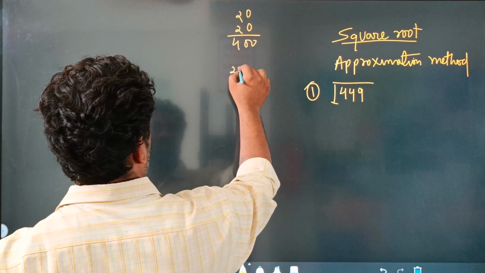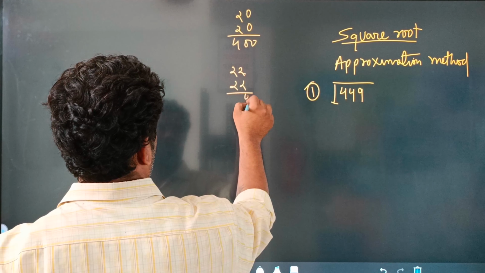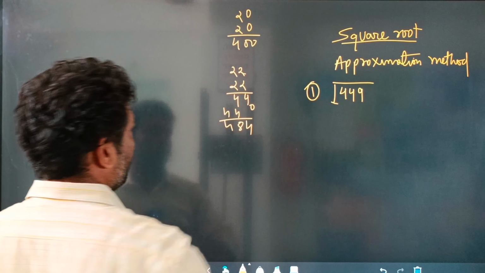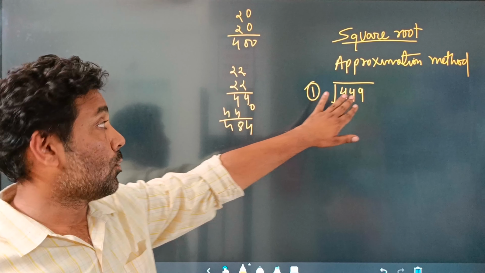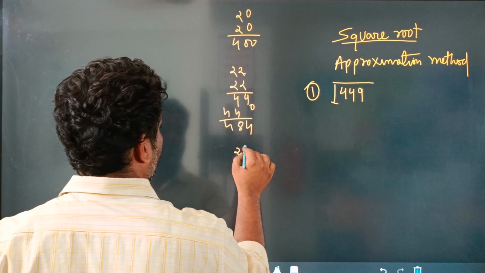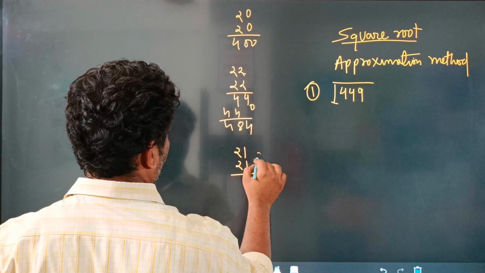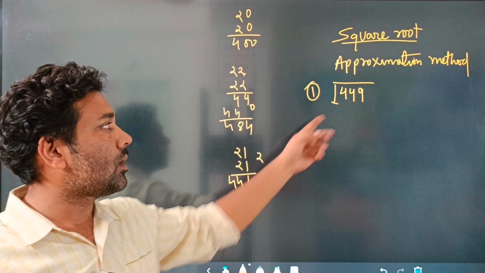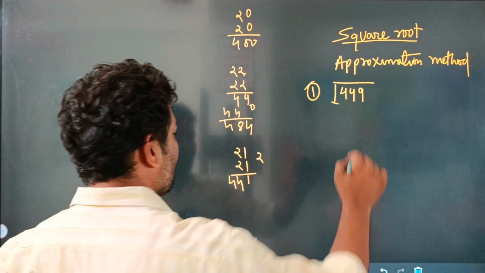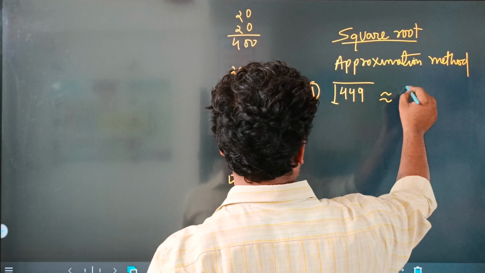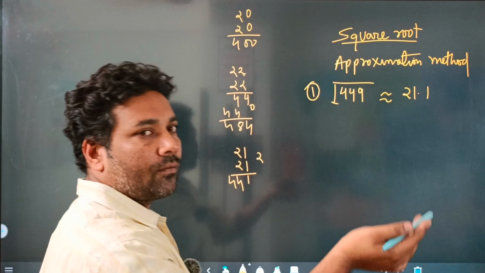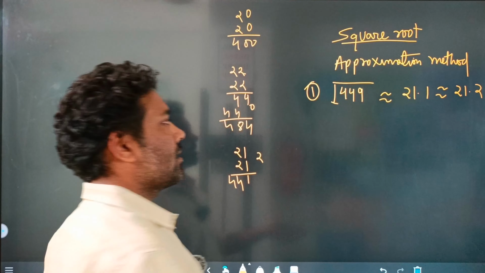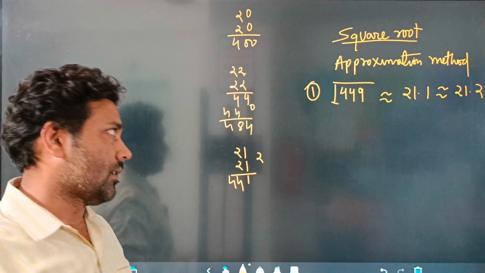Let me try it with 22. 22 times 22 is 484, bigger than 449. Let me try it with 21. 441. 21 is a very close number, right? 441, and it is 449. So this square root approximately you can write as 21.1. Even if you write it as 21.2 and use it in your calculations, for sure you'll get the correct answer.